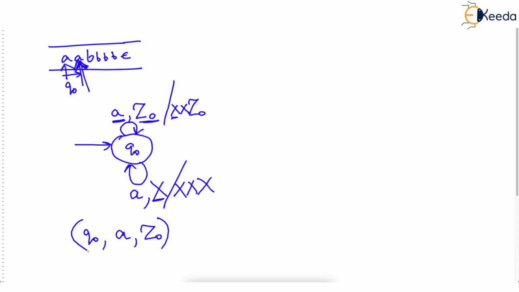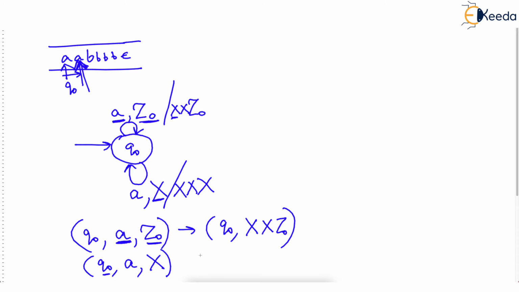So the two configurations we have defined: in Q0, if machine reads A and top is Z0, are you understanding? This is the first A because the stack is right now Z0. Then we will stay in Q0, but we will push X 2 times on top of Z0. And the second configuration we defined is if in the same state Q0 we are reading A, but top of the stack is X. That means this is not the first A, this is a consecutive A. Then we will stay in Q0, we will keep that X as it is, but on top of it, we will push X 2 times.